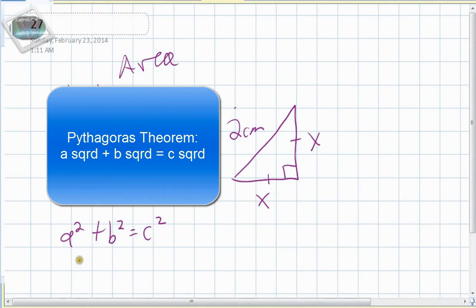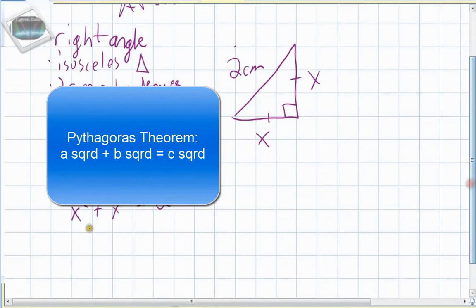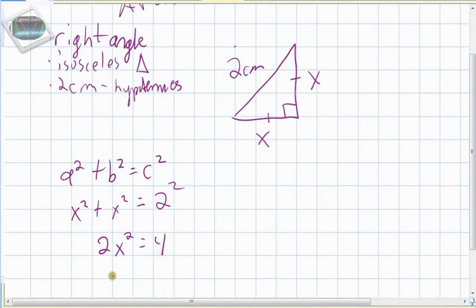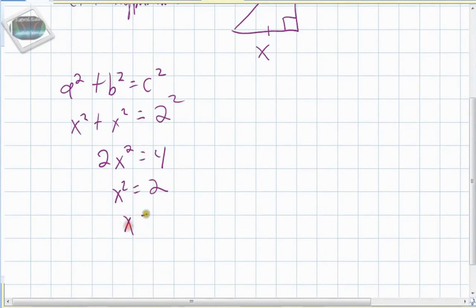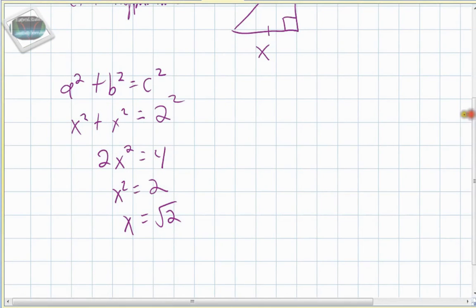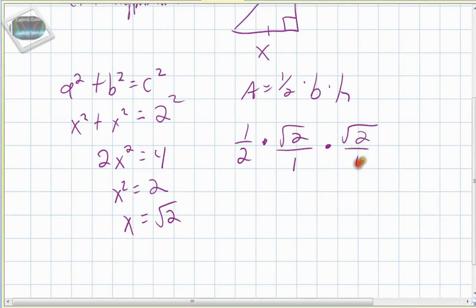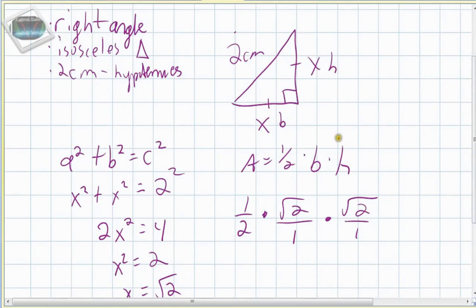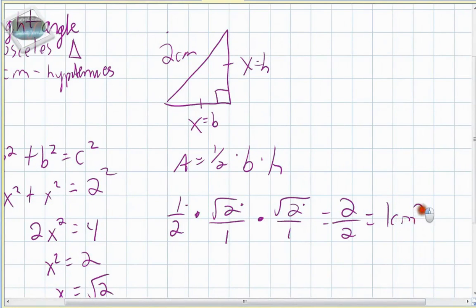So that means x squared plus x squared equals 2 squared, or 2x squared is equal to 4, which means x squared is equal to 2, which means that x is equal to the square root of 2. And now we use the area. We know that the area of a triangle is 1/2 times the base times the height. So we're going to say 1/2 times the square root of 2, and I'm going to leave it as root 2 over 1, so that makes it easier when we're solving. And this is again the square root of 2 over 1, because one of these is going to be your base, one of these is going to be your height. So then we're just going to multiply straight out, and the square root of 2 times the square root of 2 is just 2, times 1 is still 2, and 2 times 1 is 2, so this is 1 centimeter squared is your area.